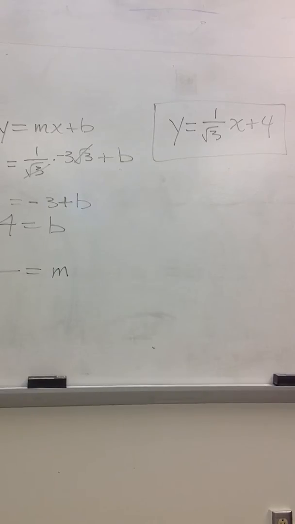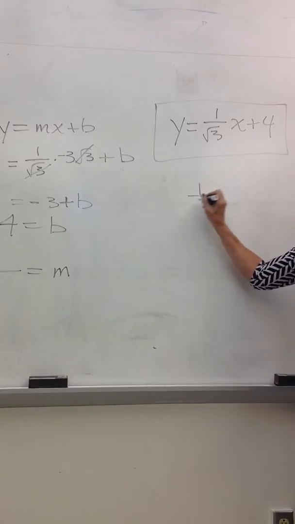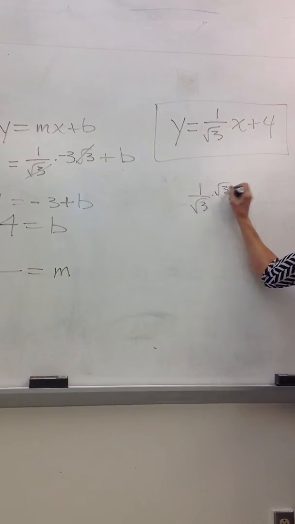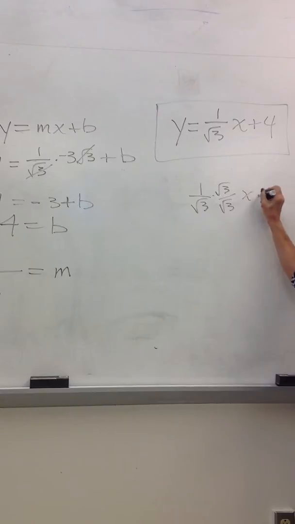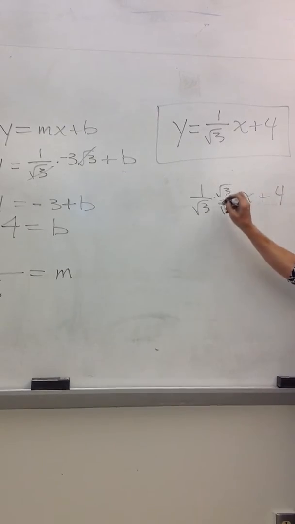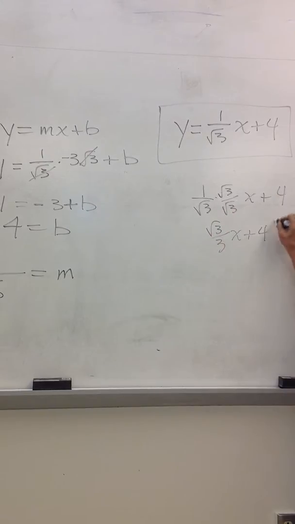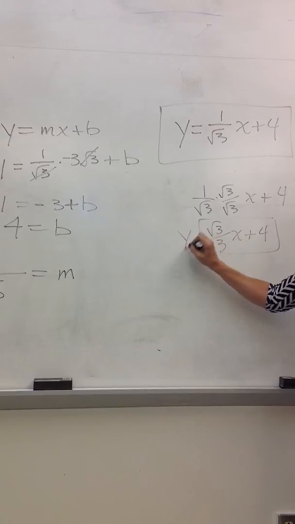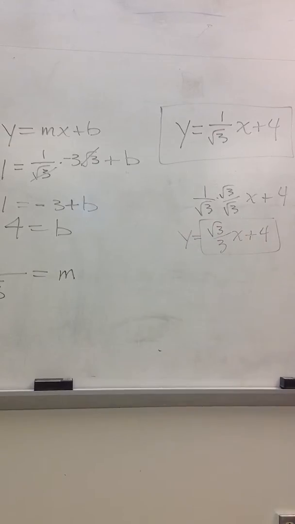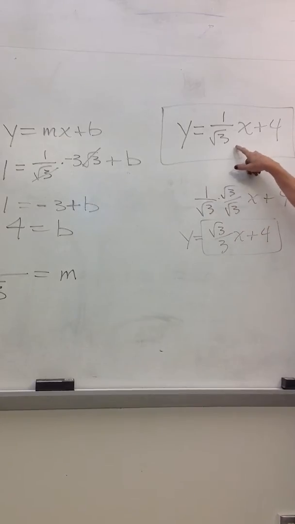If you feel like rationalizing denominators, multiplying top and bottom by square root of 3 over square root of 3 gives me square root of 3 over 3. I personally do not care if denominators are rationalized. I hope people at least recognize what's been done to go from one to the other, but I personally don't find it easier to look at this than to look at that. So don't necessarily worry about it.